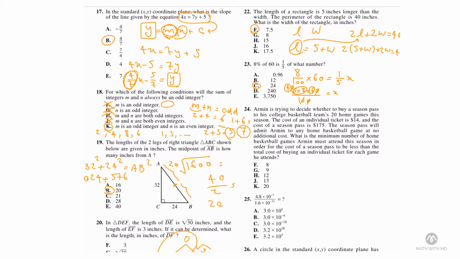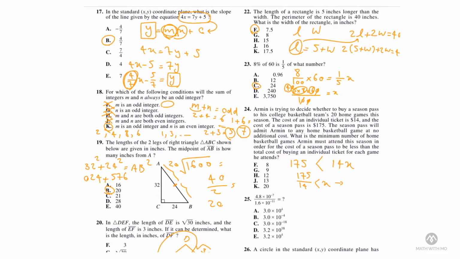Alright, so basically it says if he buys the season pass, it's $175, and that's the cost of the whole season. And if he buys individual tickets, it's going to be 14x, because each x is the number of games he attends. So we want this 175 to be less than 14x, right? So if I find x, that is the number of games he will attend. Then I'll solve the question. So from here, I can divide both sides of this inequality by 14. 175 divided by 14 is smaller than x.